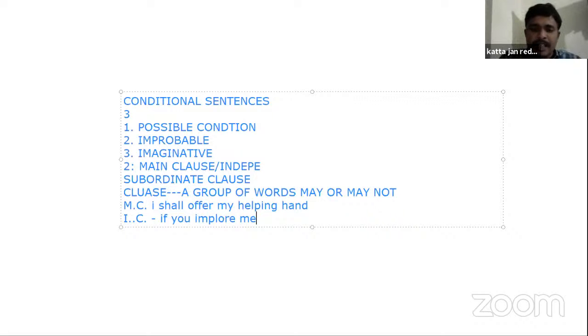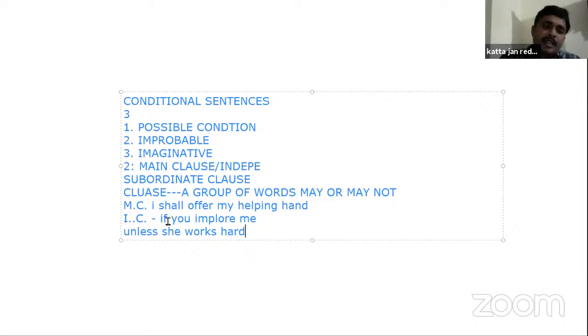So a subordinate clause may be like this, or maybe in this way. Unless she works hard, unless she works hard, what happens? Unless she works hard, so what? So here also something is to be added. Here it is not giving complete meaning. So these two are known as subordinate clause or if clause.